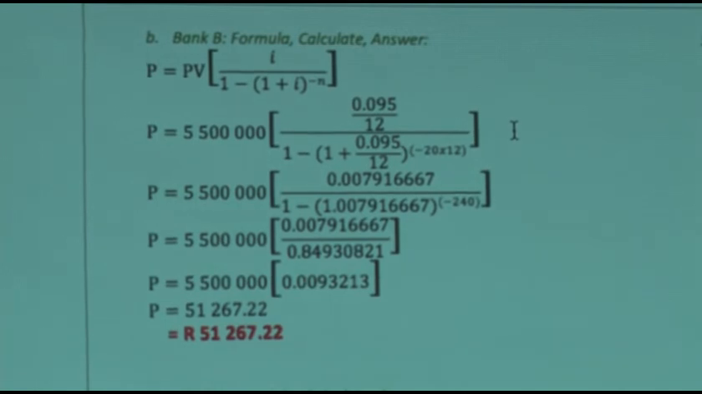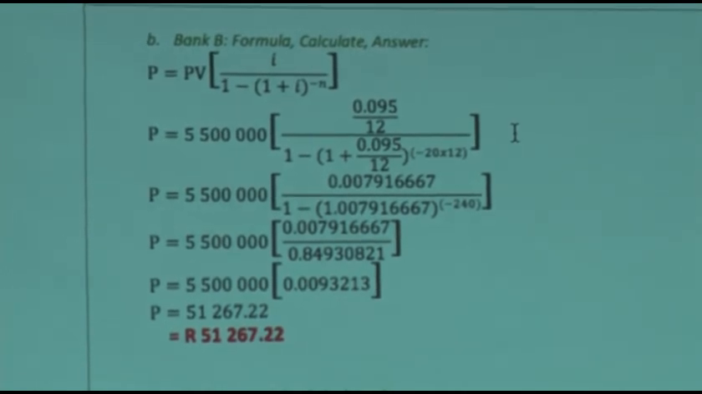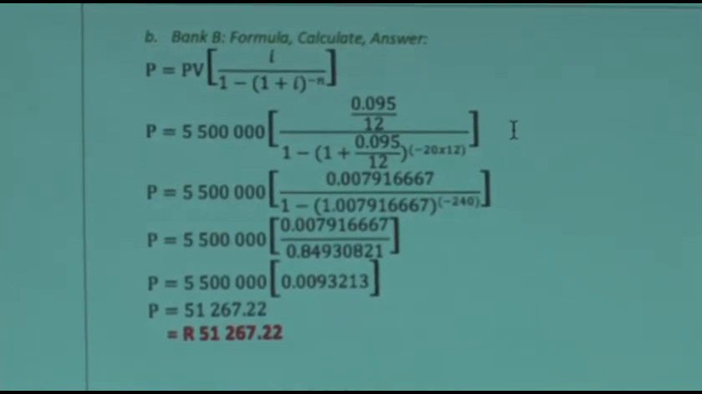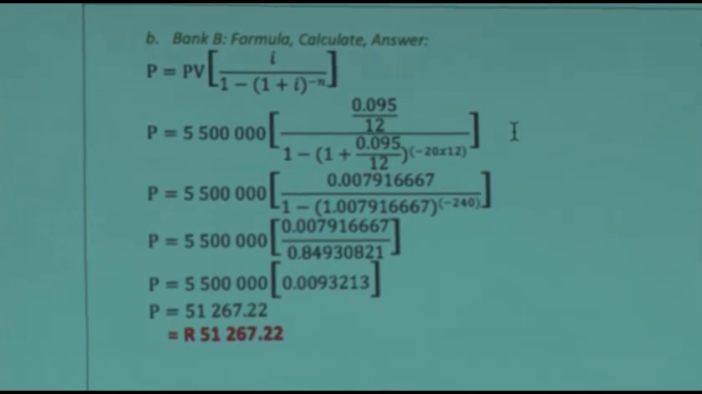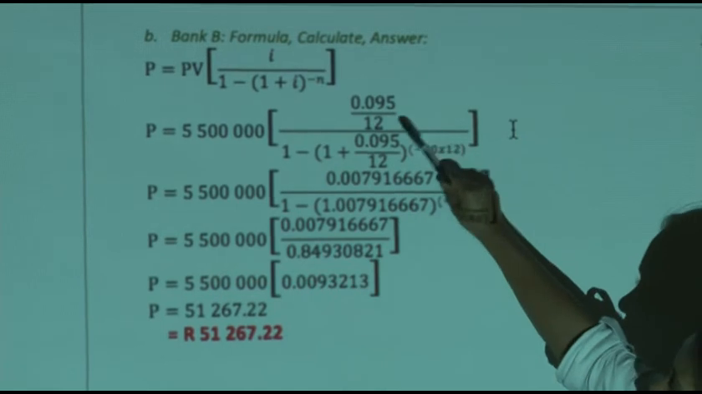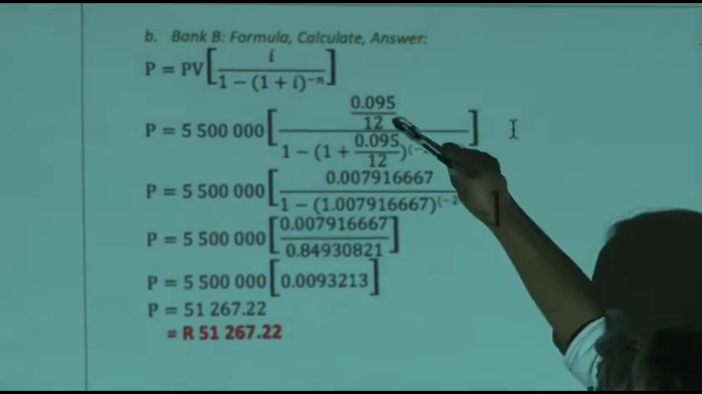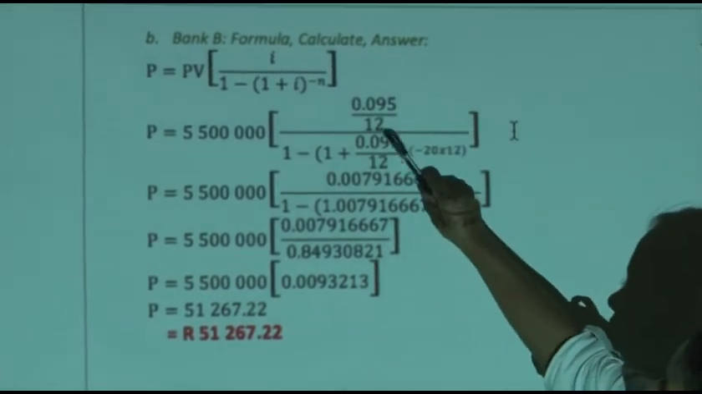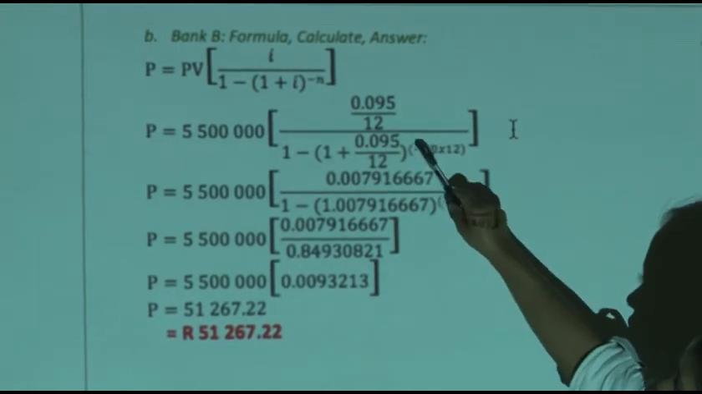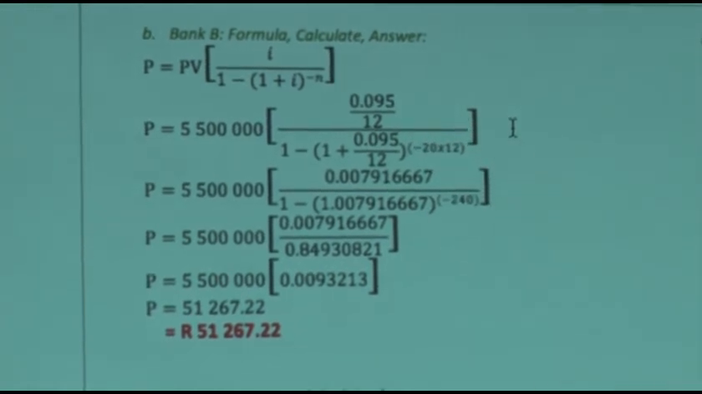instinctively, you don't have to calculate it. You shouldn't have to calculate between the percentage and the decimal. You should just straightforwardly give me the decimal amount: 0.095 adjusted by 12. At the bottom, 0.095 adjusted by 12. On top, 20 years, negative 20.